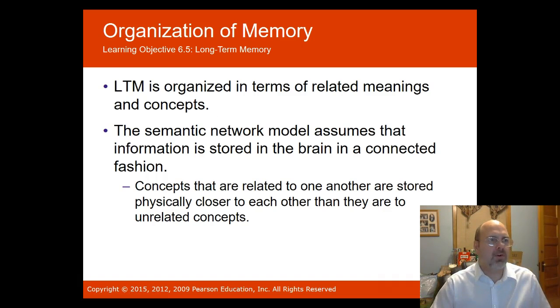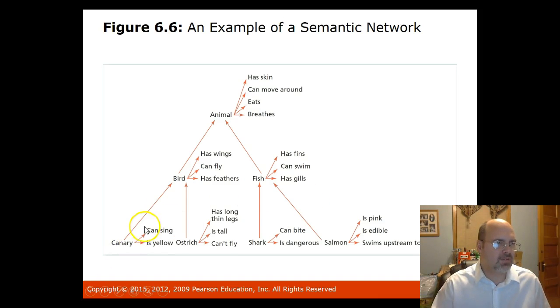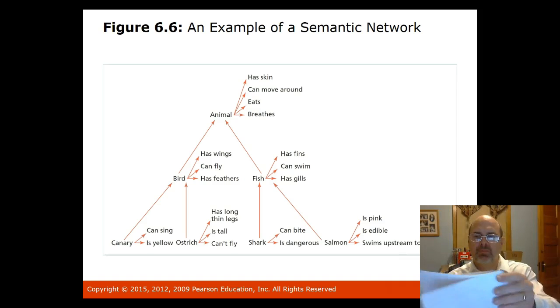Next, long-term memory is organized in terms of related meanings and concepts. The semantic network model assumes that information is stored in the brain in a connected fashion. Concepts that are related to one another are stored physically closer to each other than they are to unrelated concepts. Let me explain that in the next slide here. Okay, for instance, if I say a canary is a bird, you can make that connection pretty well in your semantic network. However, if I say a canary is an animal, that's making a two-step connection in my semantic network. I have to stop and think a little bit more and say, oh yeah, it is.